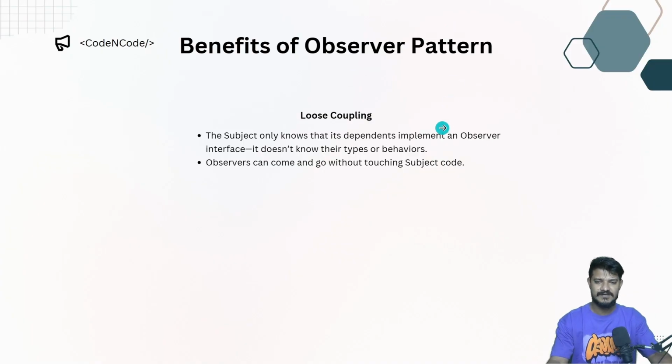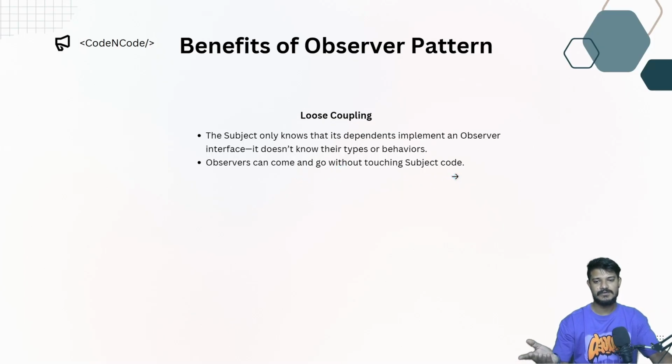They don't interact in a way that makes them tightly coupled. That means you can work on them separately. So the subject doesn't know anything about its dependents, the observers, and it doesn't know about their types or anything. It just knows that they have implemented the observer interface, right? And the observers don't know anything about the subject. They only care about implementing the interface and getting the updated value. So observers can come and go without touching the subject code.